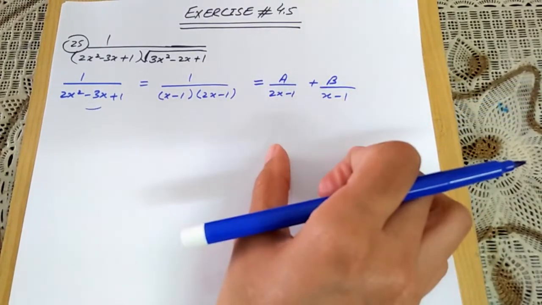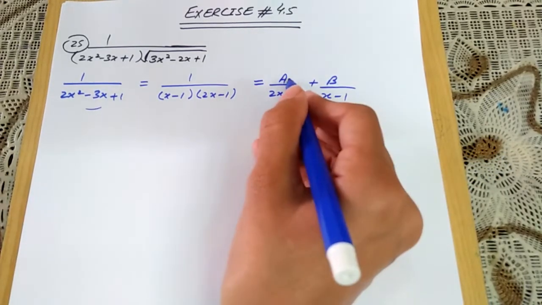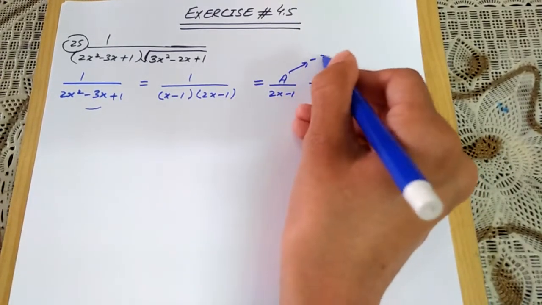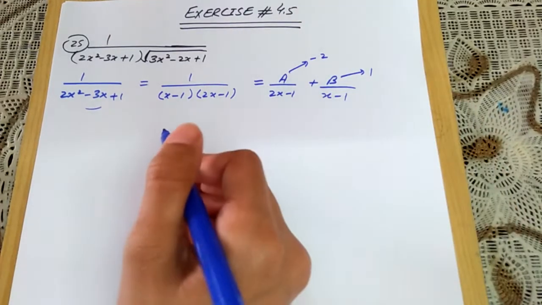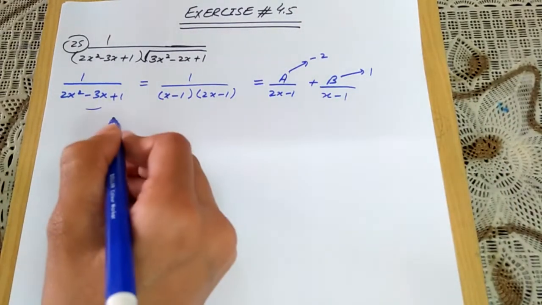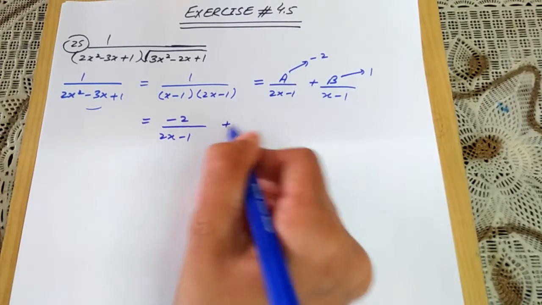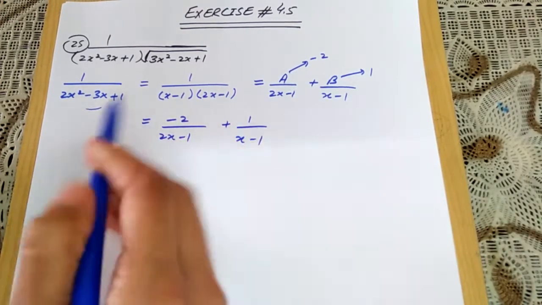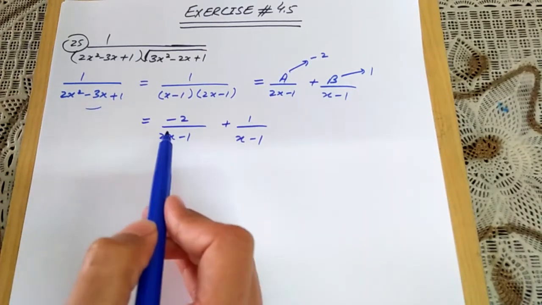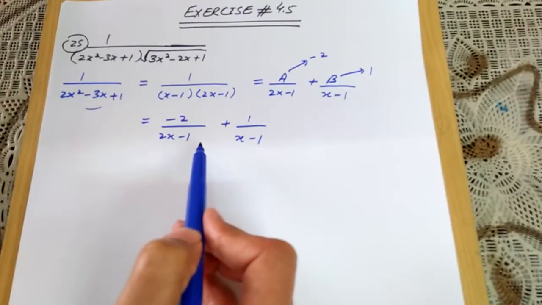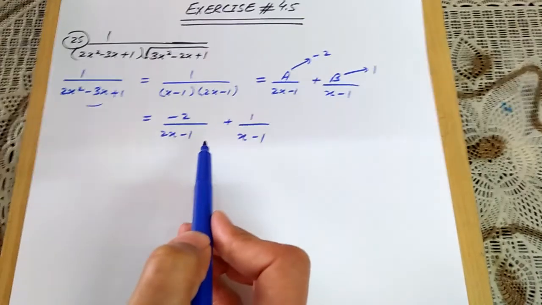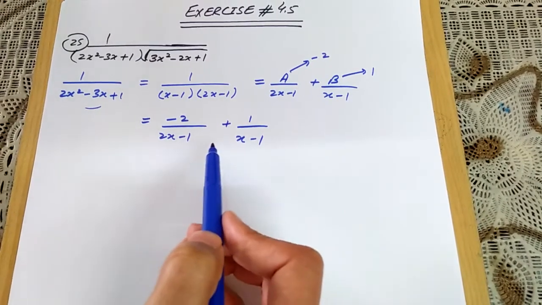After using the partial fraction method here, I will get the value of A as −2 and the value of B as 1. Using these values, we get −2 over 2x − 1 plus 1 over x − 1. I just split this fraction into two fractions using the partial fraction method.